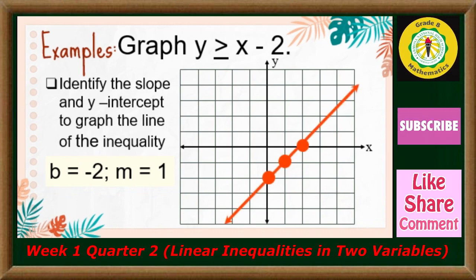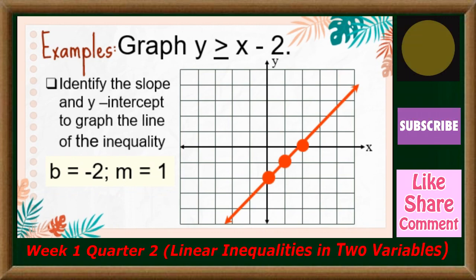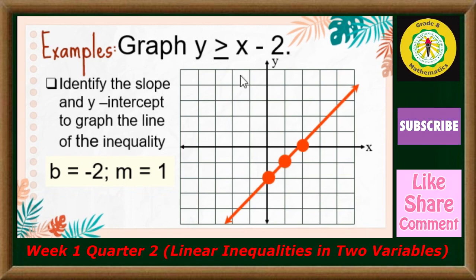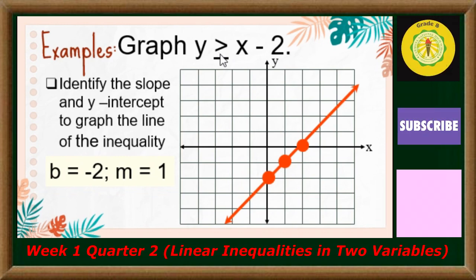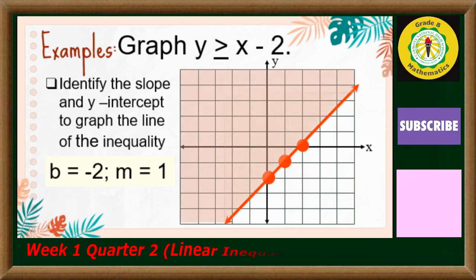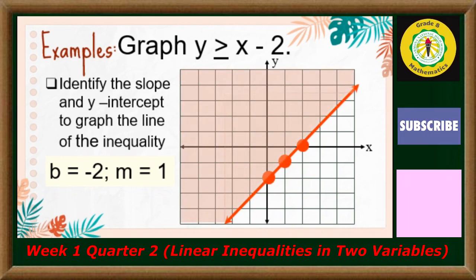Why do you think we use a solid line and not a dotted line? Remember, gagamit tayo ng solid line kapag ang symbol ay greater than or equal to or less than or equal to. So ang symbol natin ay may equal to. Alright, so automatic solid line siya. And above the line ang ating shade kapag ang symbol ay greater than or equal to. Remember that.